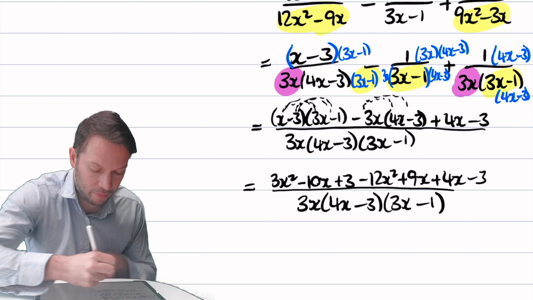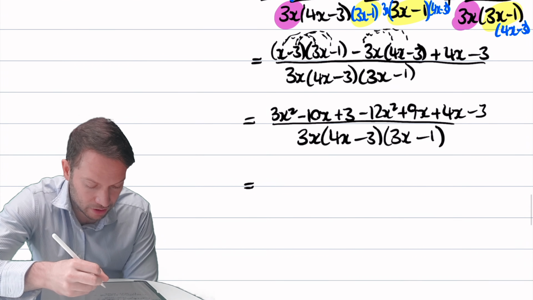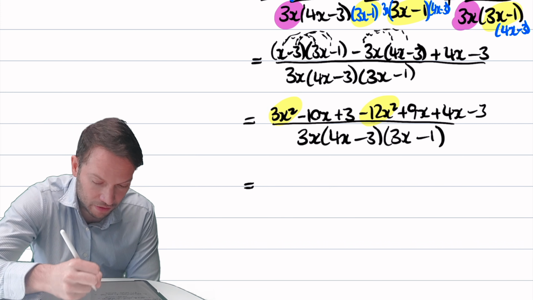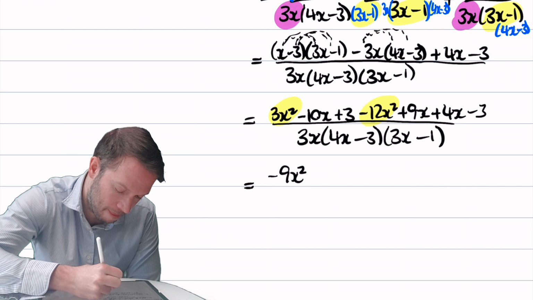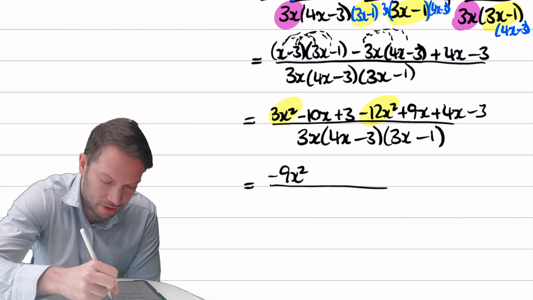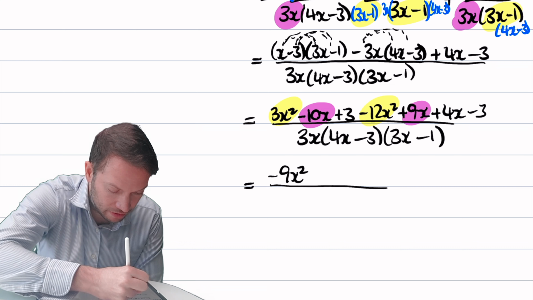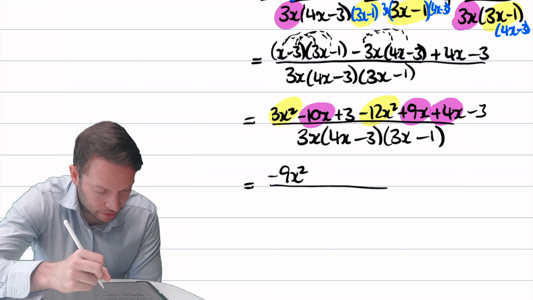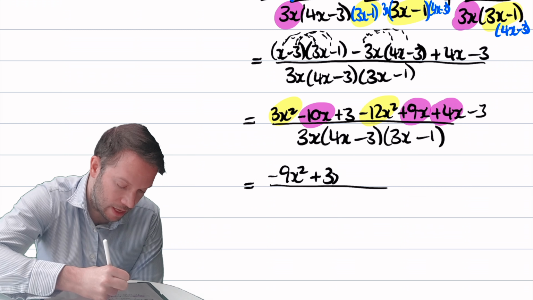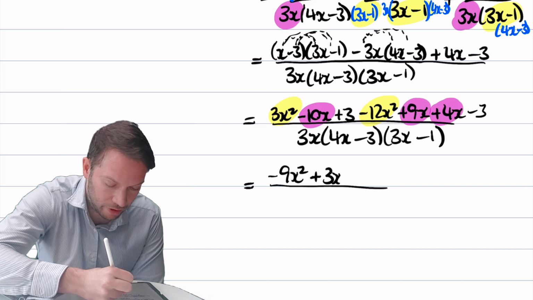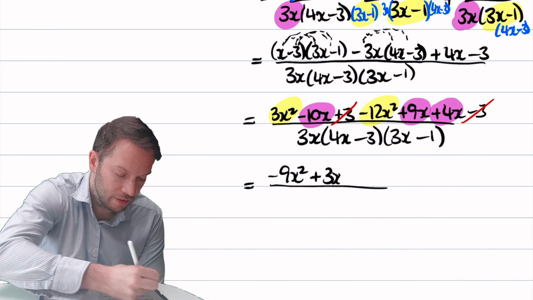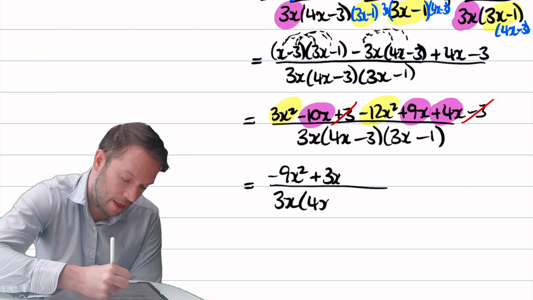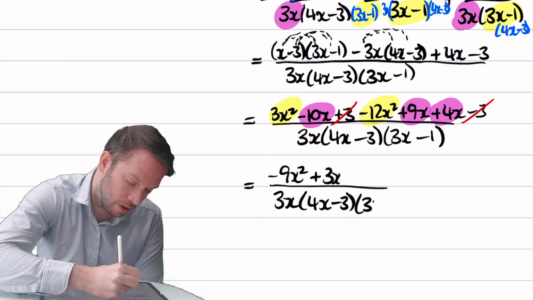We need to simplify this numerator. We've got 3x squared minus the 12x squared. That's minus 9x squared. We've also got minus 10x plus 9x plus 4x. What is that? That's just going to be plus 3x. And then I can see that the plus 3, the 3 minus 3 cancels. So the constants cancel. We've still got that same denominator, not expanded, and we'll see why in just a moment.